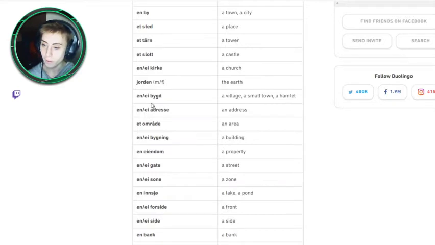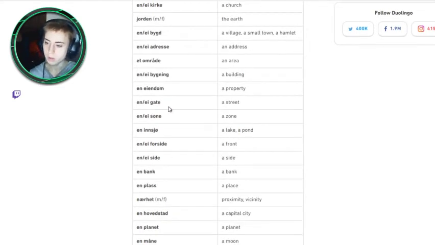Jorden, earth, bygd. Adresse is kind of a cognate. Område, an area. Bygning. Eiendom, a property. Gate. Sone, a zone. Side. Bank, cognate. Plass. Nærhet. Hovedstad.